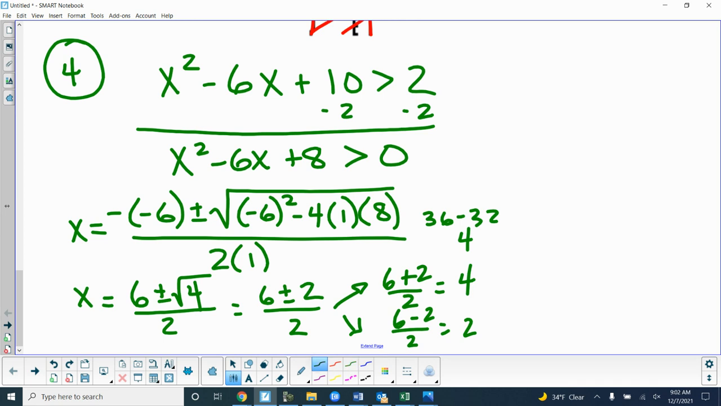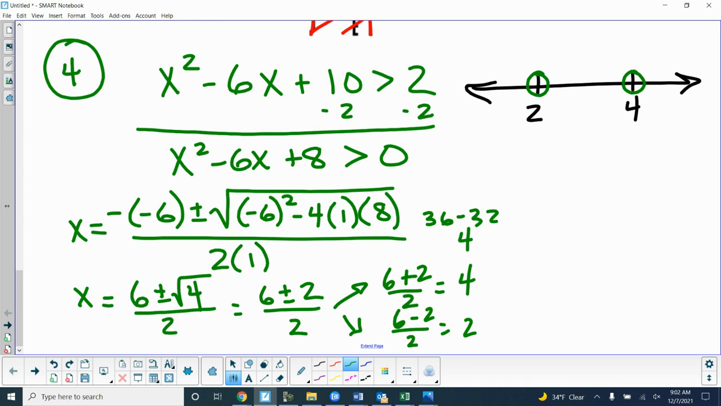So I make my number line, and I put 2 and 4 on here. Now, look at the original problem. Will I have open circles or closed? Open. No equal to, they're open. If that had the equal to, we make them closed circles or solid dots.